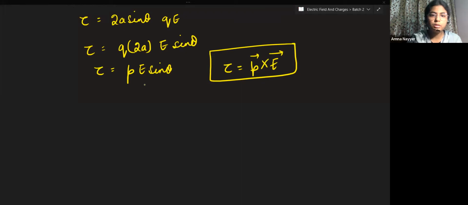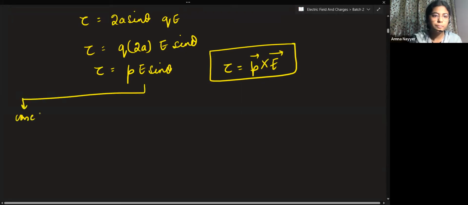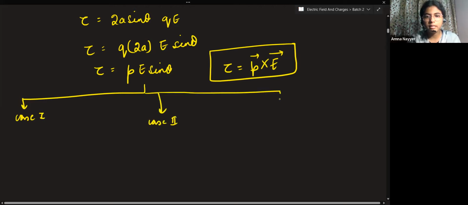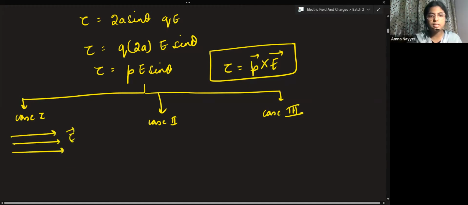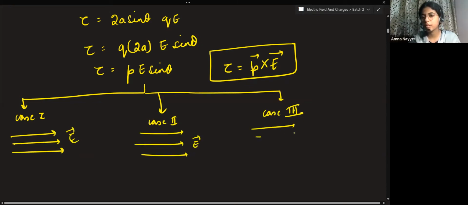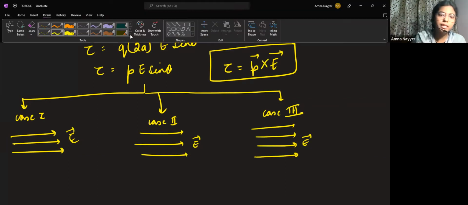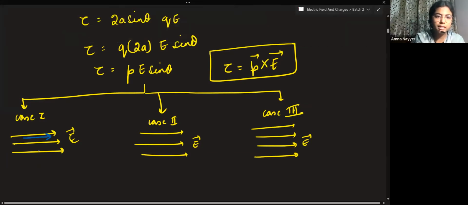If I give you three cases: case 1, case 2, and case 3. This is the direction of the electric field for all the three cases. The difference will come in the direction of the dipole. In the first case, this is the direction of the dipole. In the second case, I am giving you this direction of the dipole. And in the third case, this is the direction of the dipole moment.